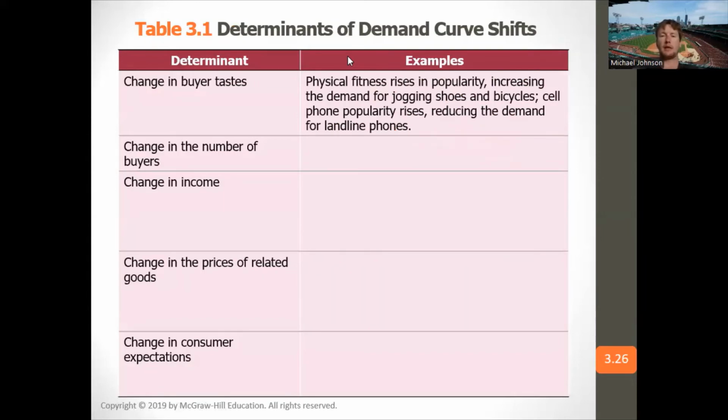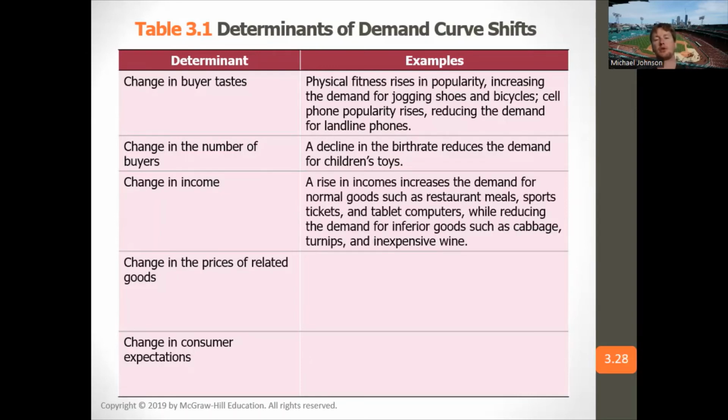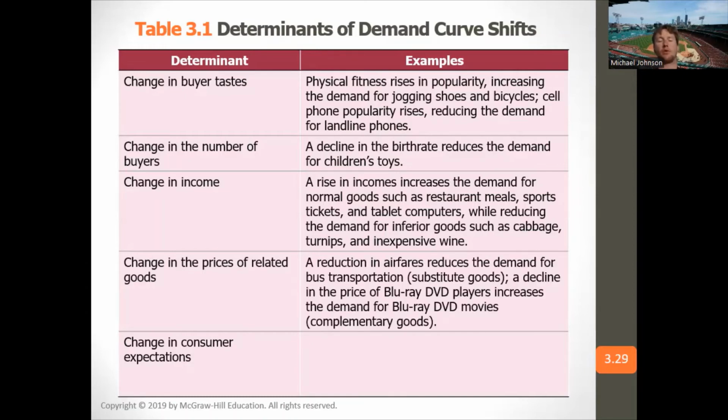So, change of buyer tastes: physical fitness rises in popularity, increasing demand for jogging shoes and bicycles. Cell phone popularity rises, reducing the demand for landline phones. Change in the number of buyers: a decline in the birth rate reduces demand for children's toys. Change in income: a rise in incomes increases demand for normal goods such as restaurant meals, sports tickets, and tablet computers, while reducing the demand for inferior goods such as cabbage, turnips, and inexpensive wine.